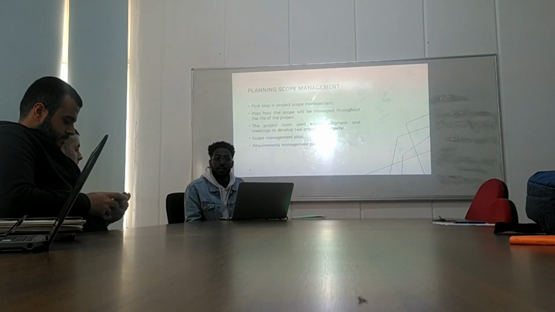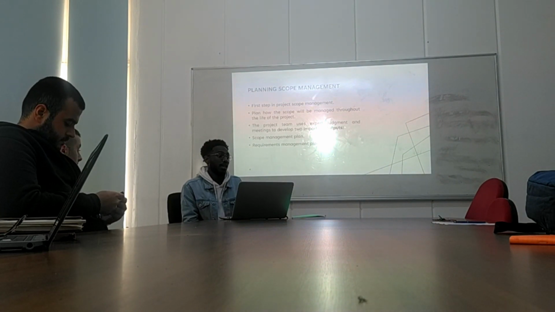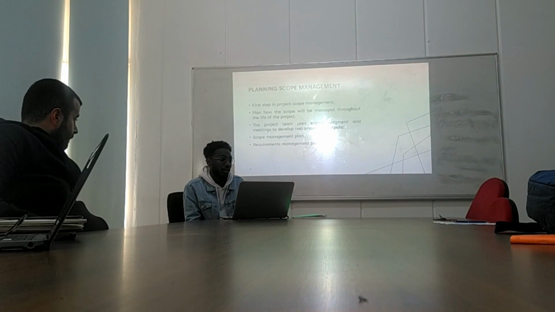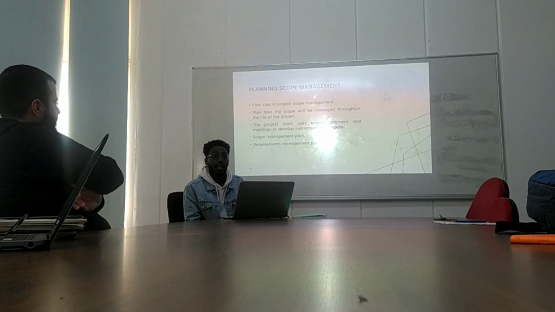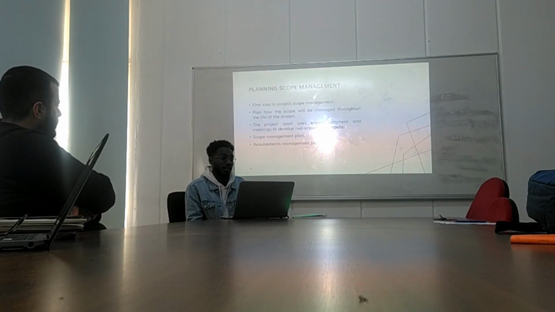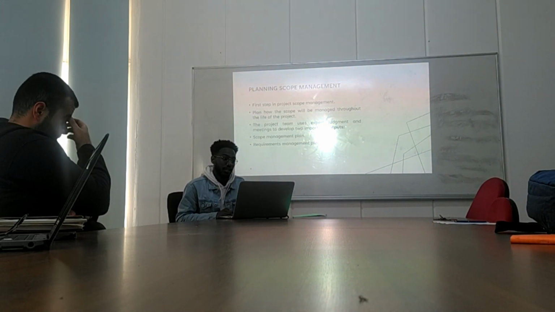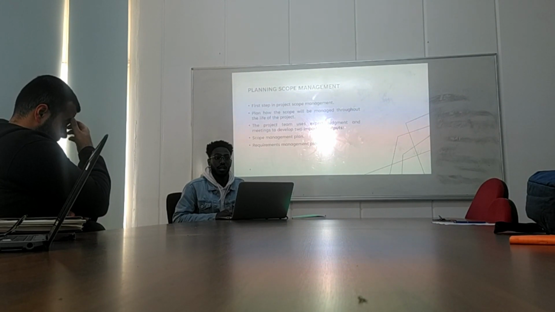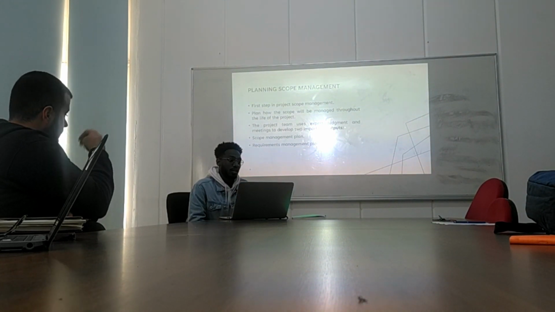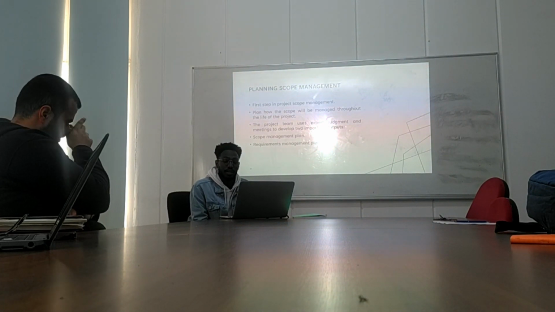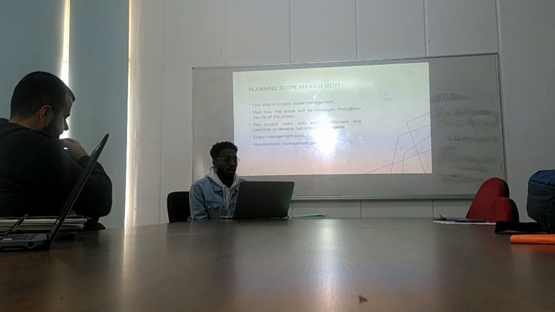This is the first step in project scope management. In planning scope management, we plan how the scope will be managed throughout the life of the project. Then the project team uses expert judgment and meetings to develop 2 important outputs. The first output is the scope management plan, and the second output is the requirements management plan. These 2 outputs will be crucial for the next steps.